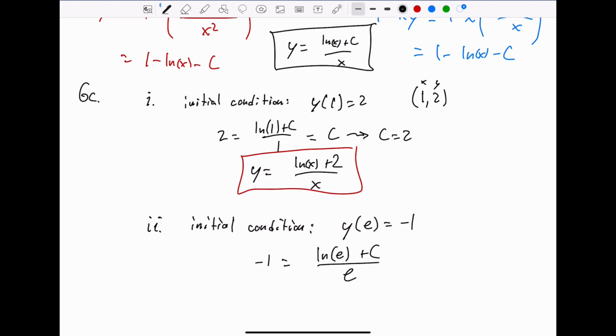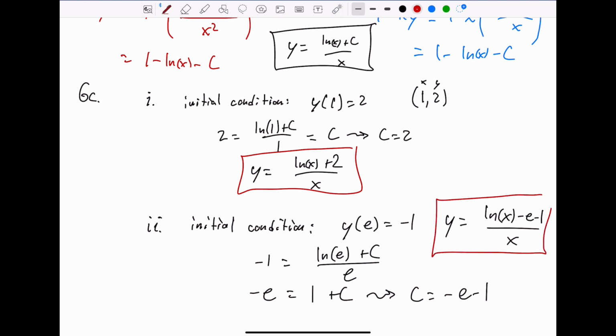So multiply both sides by e. We'll have negative e equals the natural log of e. The natural log of e is just 1 plus c. This tells us that c equals negative e minus 1. There's the value for c. So now the specific solution here, we replace the c with negative e minus 1. So y equals natural log of x minus e minus 1 over x. Here's the specific solution for the second initial condition.